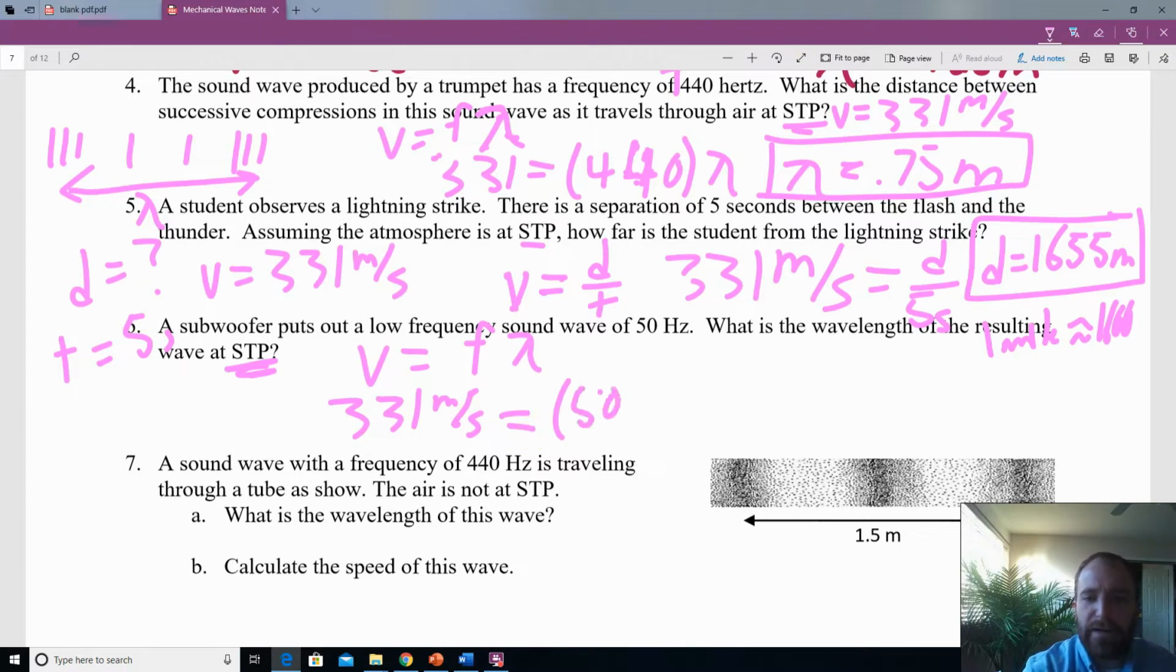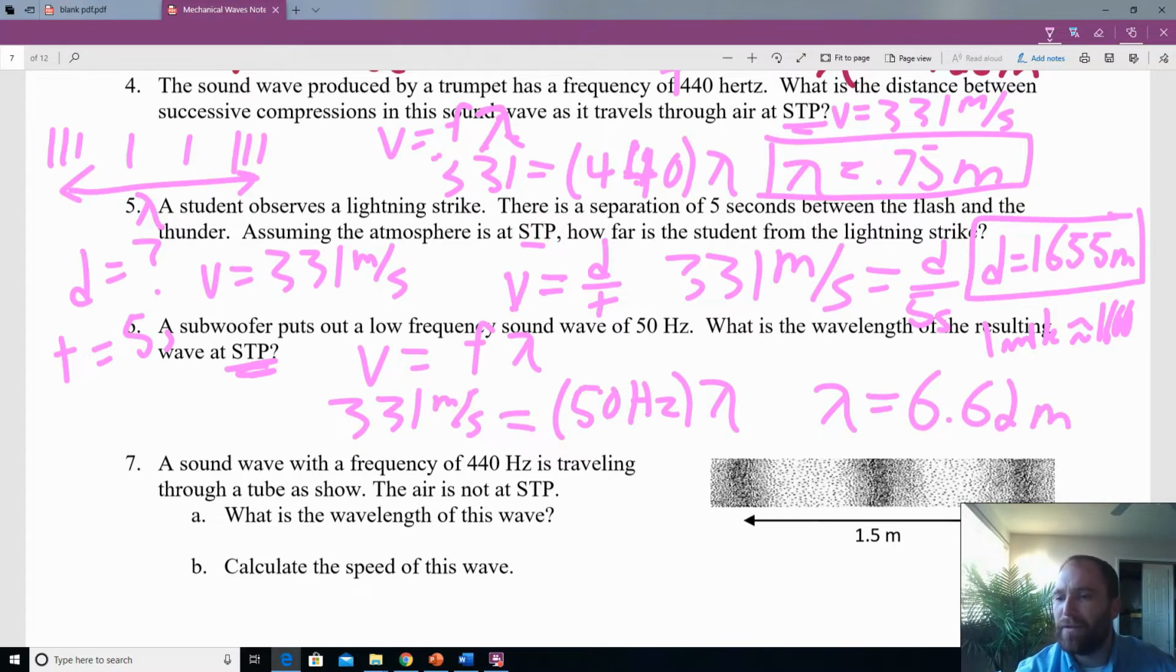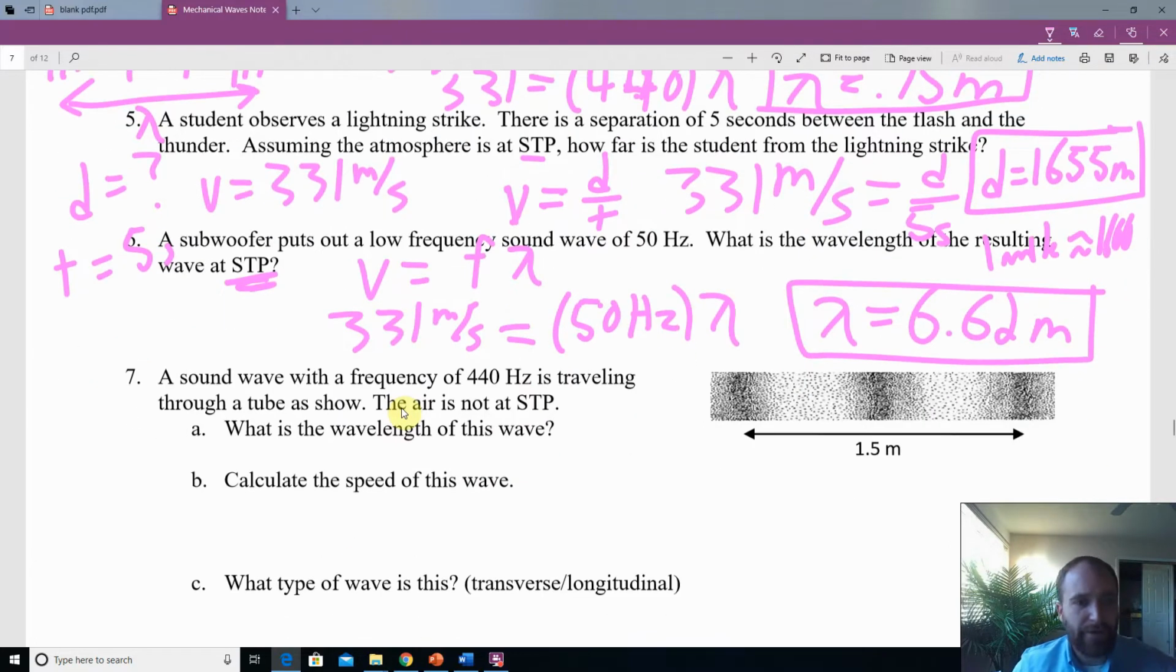This is kind of a lower frequency, so we're going to get a bigger wavelength here. And sure enough, you get a wavelength of 6.62 meters. This is probably a little bit below the range of human hearing. If the sound is being played, you probably wouldn't be able to hear it. Your ear just doesn't work at that low of a frequency.